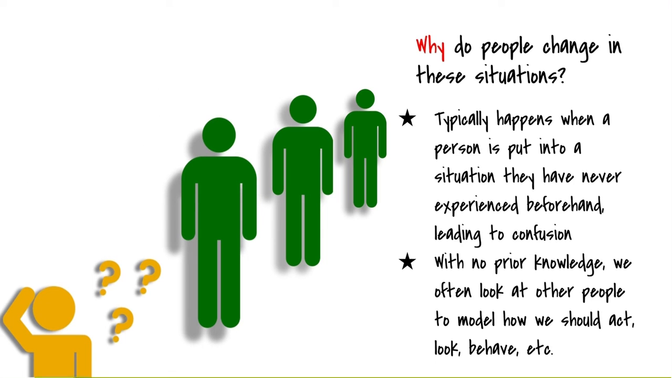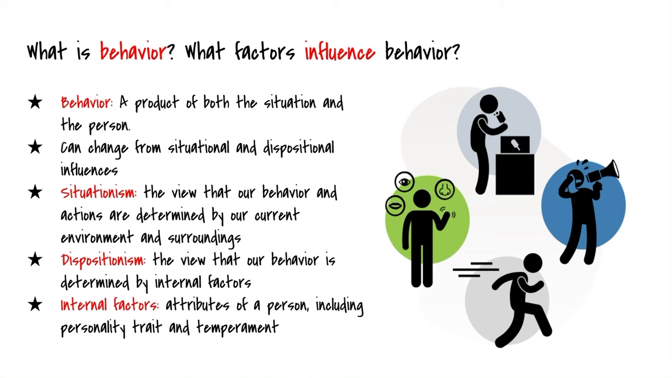You may wonder why people change under certain circumstances, or why they change in social situations. Now, this typically happens when a person is put into a situation in which they have never experienced beforehand, leading to confusion. And with no prior knowledge, we often look at other people to model how we should act, look, or behave. To understand exactly why people change, we must first understand what changes and what factors lead to these changes. To start off, we could define behavior.